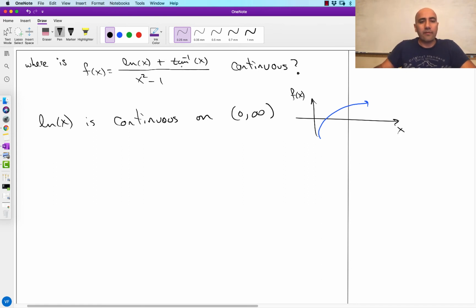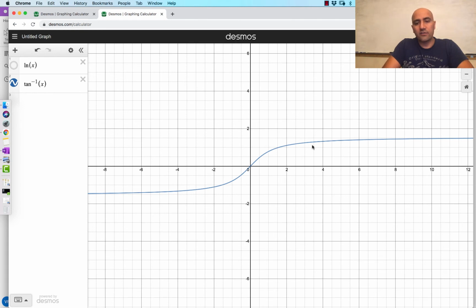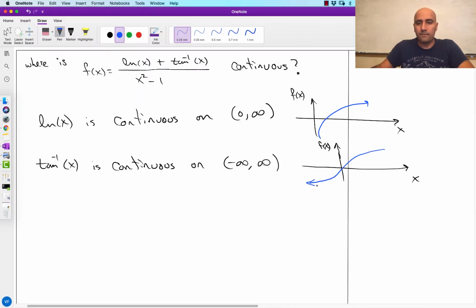Okay, on the other hand, if we think about tangent inverse of x, okay, let's graph that one. Here's what tangent inverse of x looks like. And we see that it's continuous on all values from negative infinity to positive infinity. Remember, it has horizontal asymptotes at y equals pi over 2, and at y equals negative pi over 2.